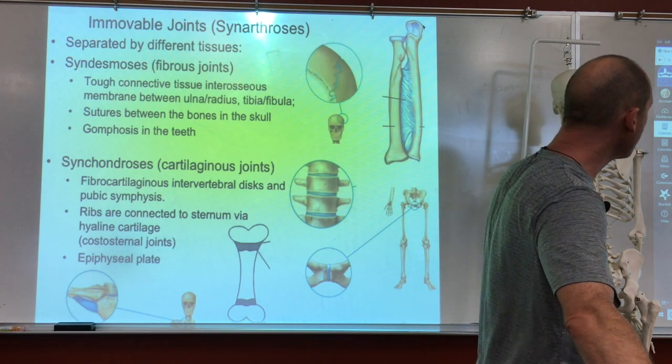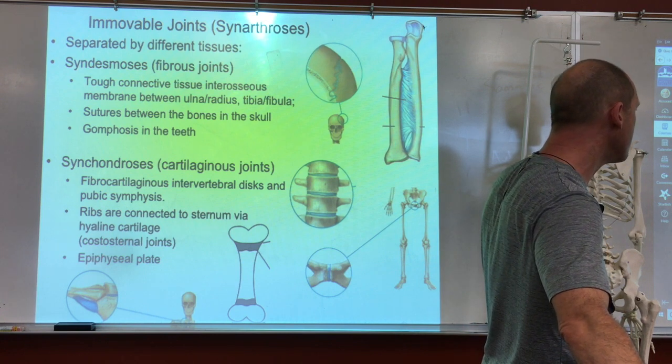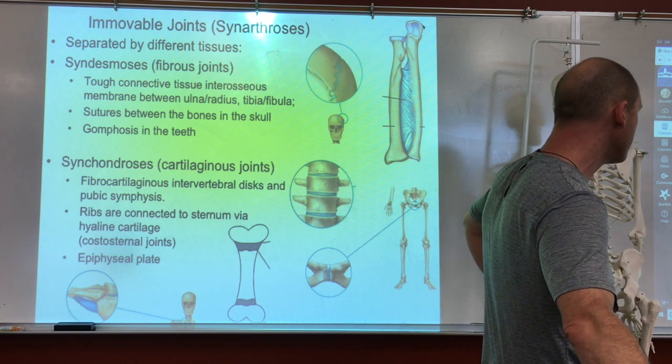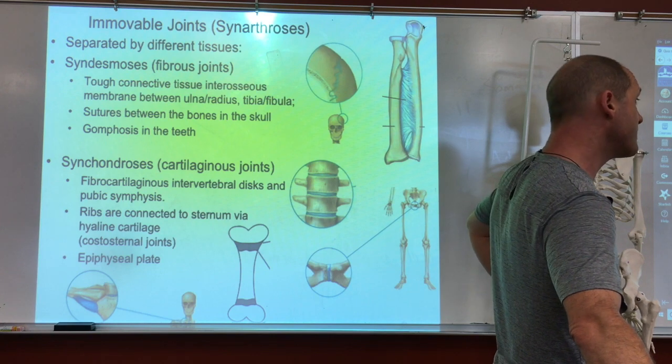Most of what we study in this class, however, are freely movable joints. Consider your knee joint as we walk. It constantly bends and straightens back out every time you take a step.